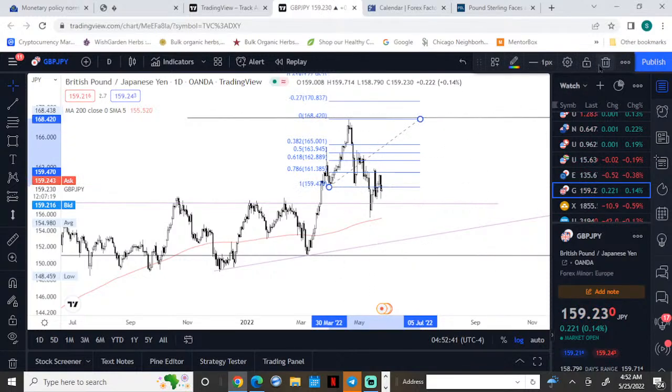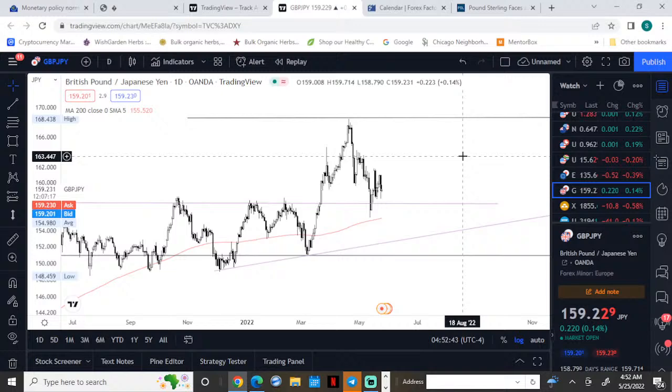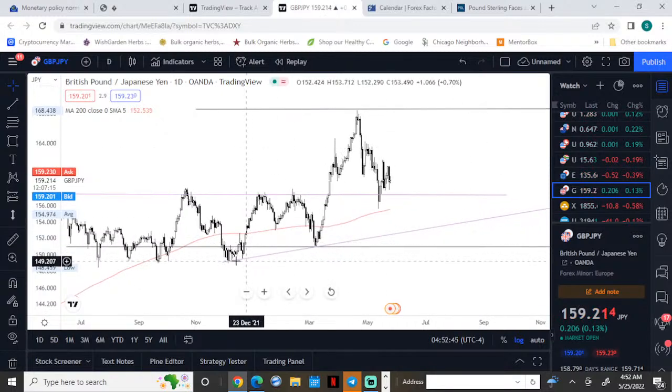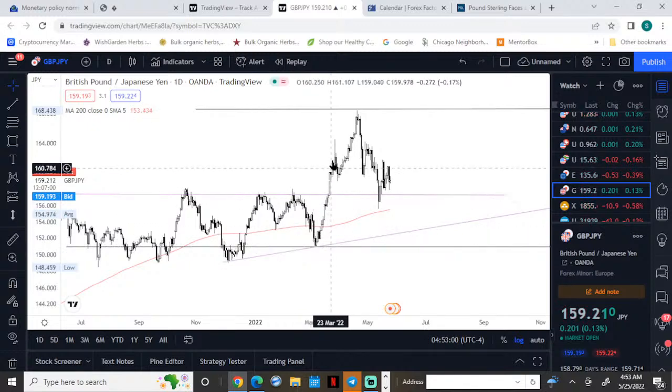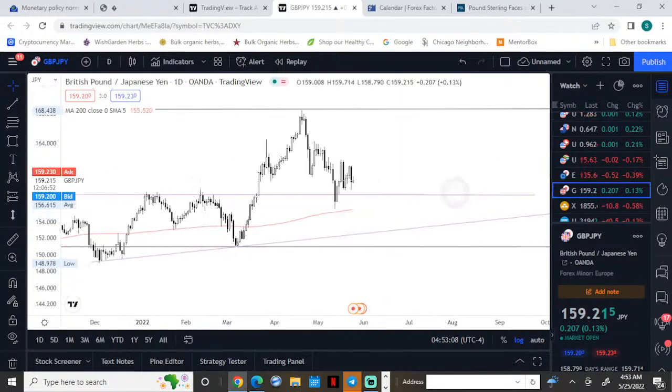So let's see. Do we have a break of structure? We have a low. We have a higher high. We have a higher low. We have an equal high. We have a lower low. Higher high. Higher low. Higher high. So this is our last higher low.